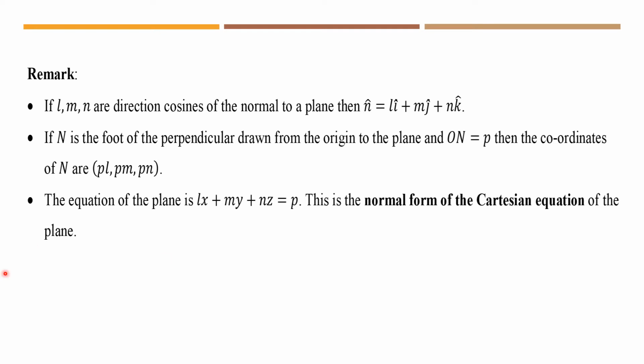Remark. First, if l, m, n are direction cosines of the normal to the plane, then n cap equal to l i plus m j plus n k. Second, if N is the foot of the perpendicular drawn from origin to the plane and ON distance is p, then the coordinates of N are pl, pm, pn. Third, the equation of the plane is lx plus my plus nz equal to p. This is the normal form of the Cartesian equation of the plane.